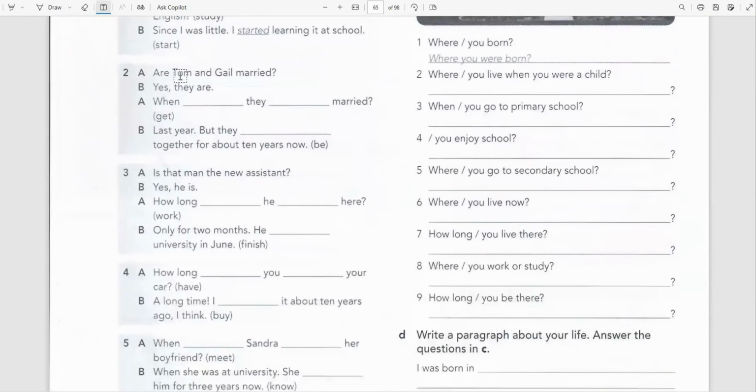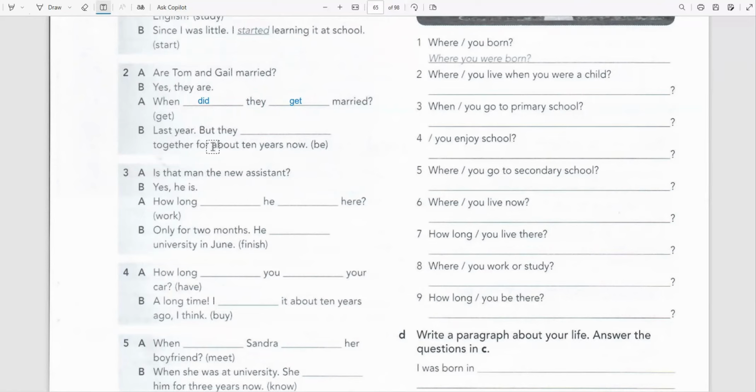Number two, are Tom and Gail married? Yes, they are. Okay. Now, I knew that they got married in the past, right? So I'm asking about the time of the past. When? So I must put it in past simple, guys. So when did they get married? See, guys, when did they get married? Last year. The answer is last year.